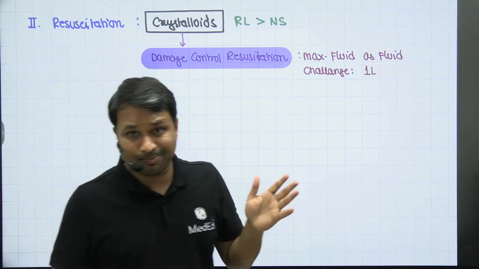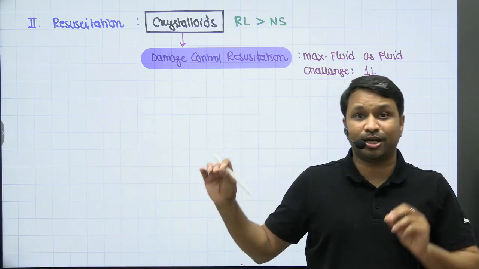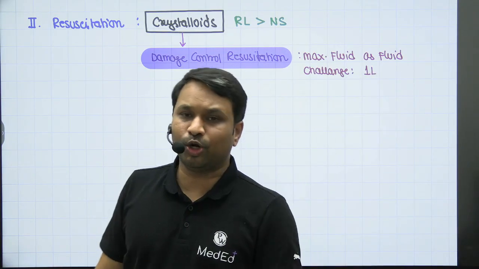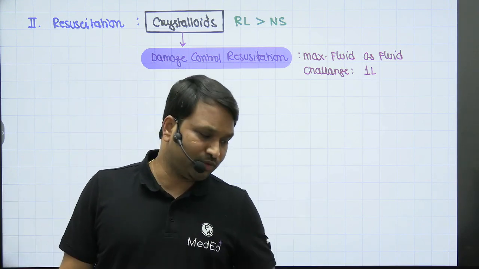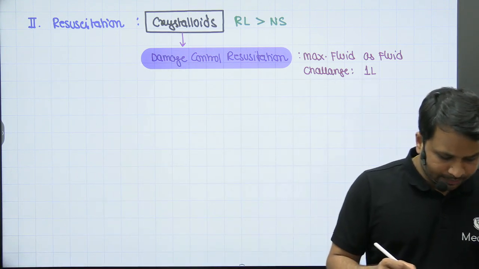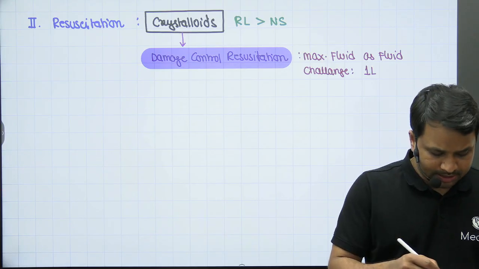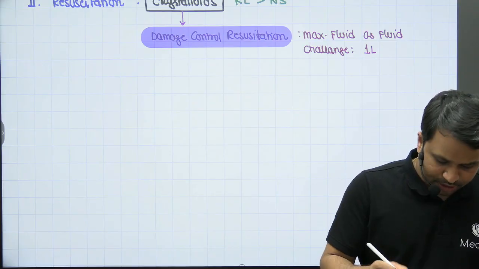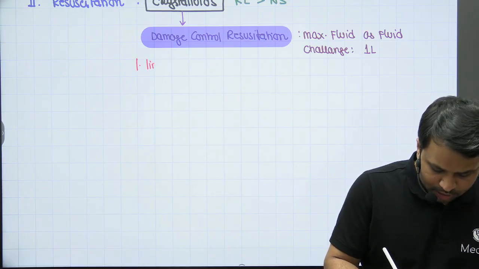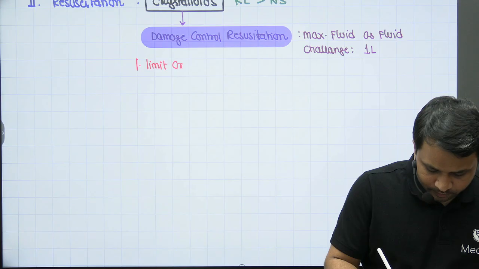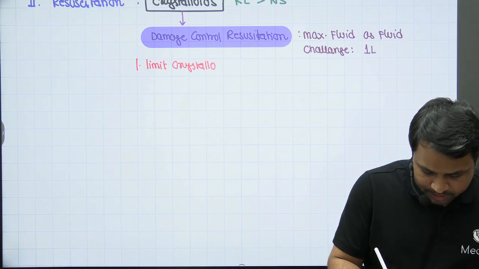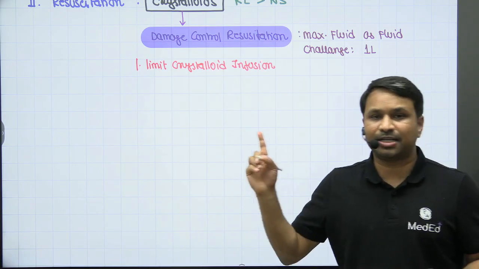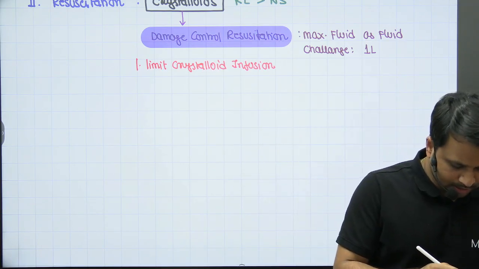If the patient is not responding, that indicates the patient requires additional support. So you have to give other products, which are going to be colloids, and then you have to switch to blood transfusion as well, right? Now, what does damage control resuscitation basically consist of? The first thing, you have to limit the crystalloid infusion. You cannot literally pump it into the patient. The maximum that you're going to give is 1 liter, right?